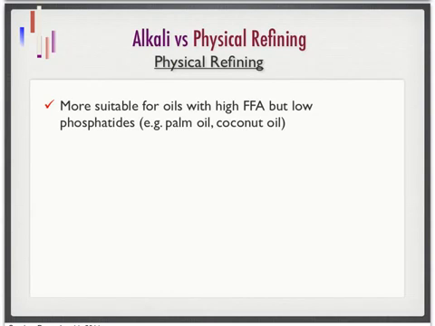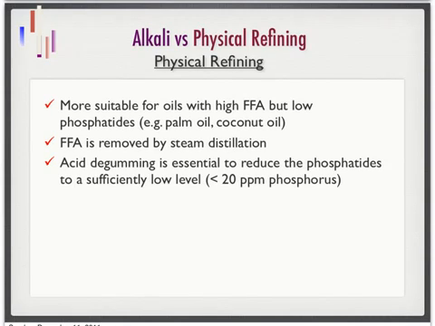Okay, now let's look at physical refining. Physical refining is in general more suitable for oils with a high amount of free fatty acid but relatively low content of phosphatides. So our palm oil actually meets this criterion, and also coconut oil. Free fatty acids are generally very volatile and can be removed by using steam distillation.